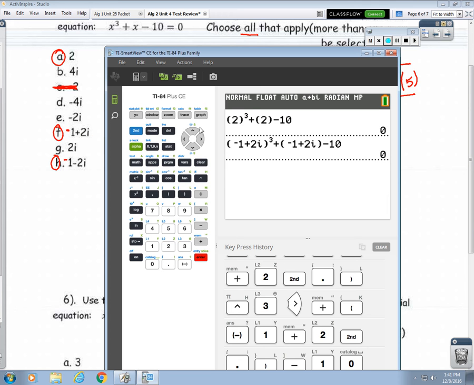That's our second solution. Now for the third one, I'm just going to highlight it and copy it, because I'm pretty much typing in the same thing, except I need to change the plus to a minus.